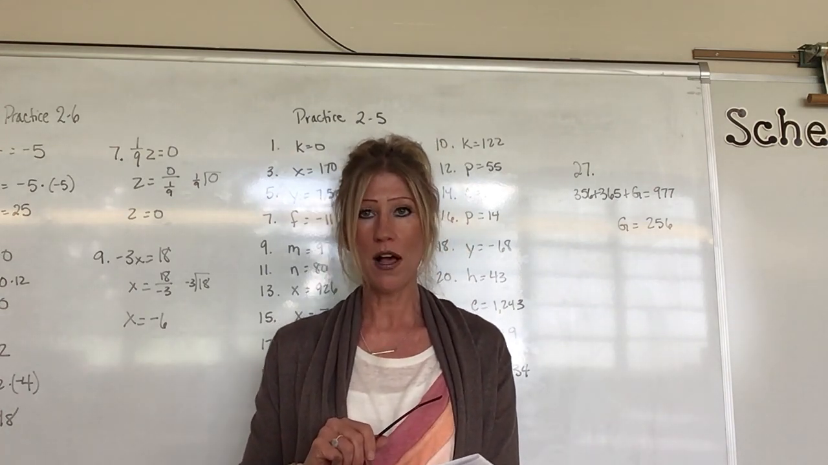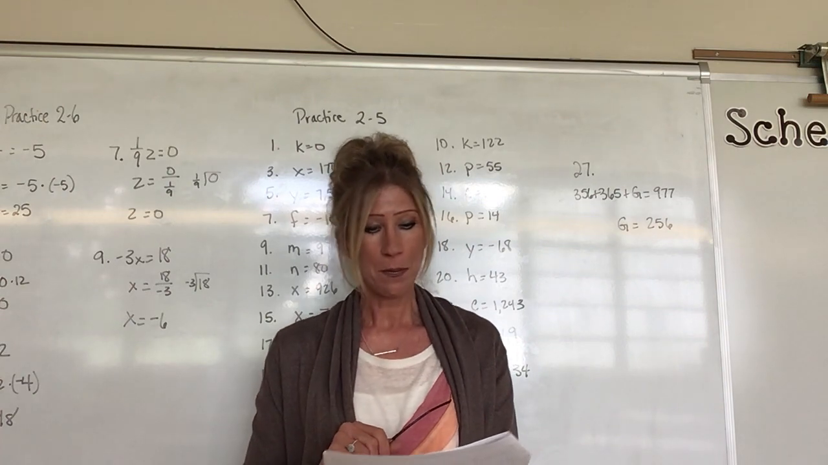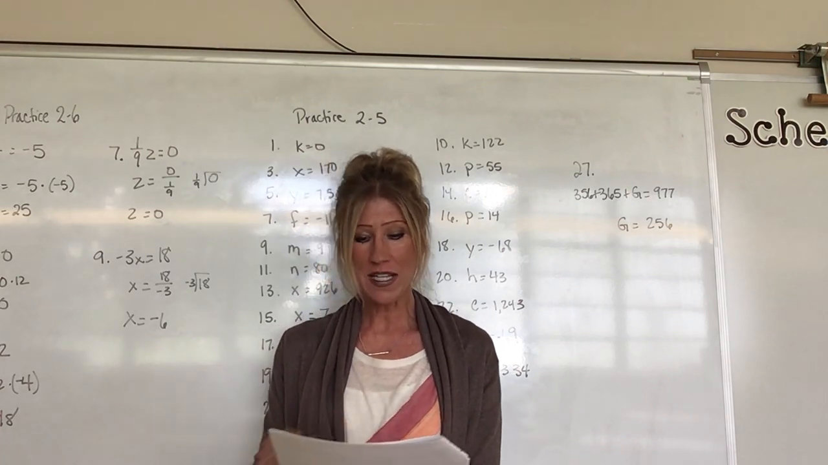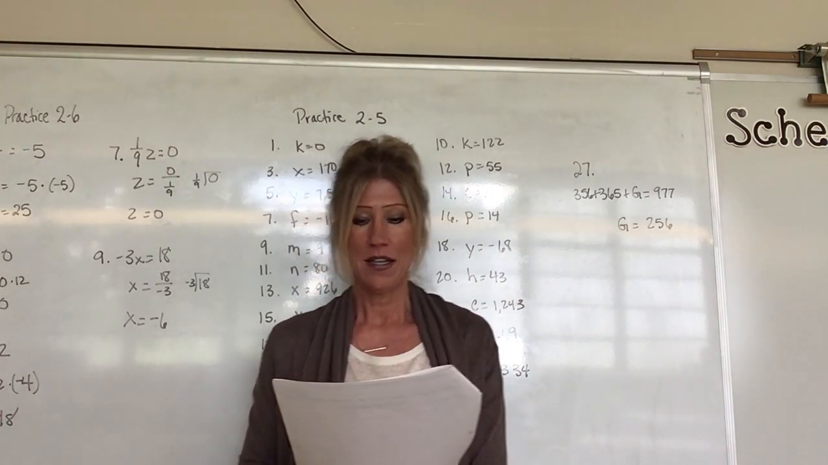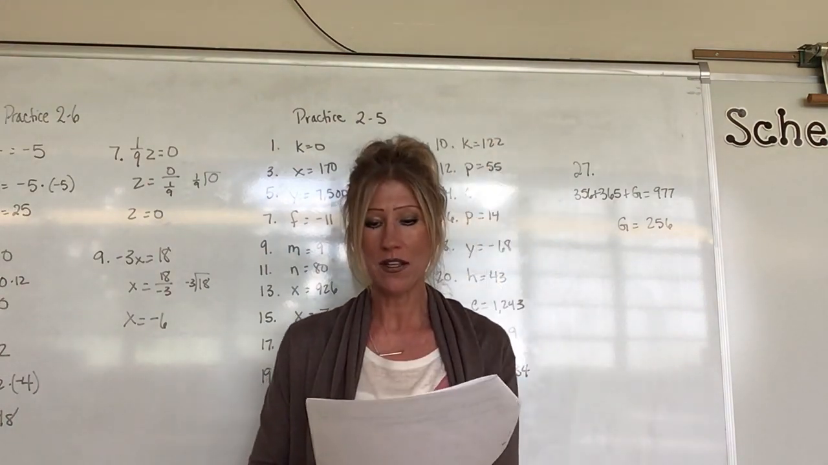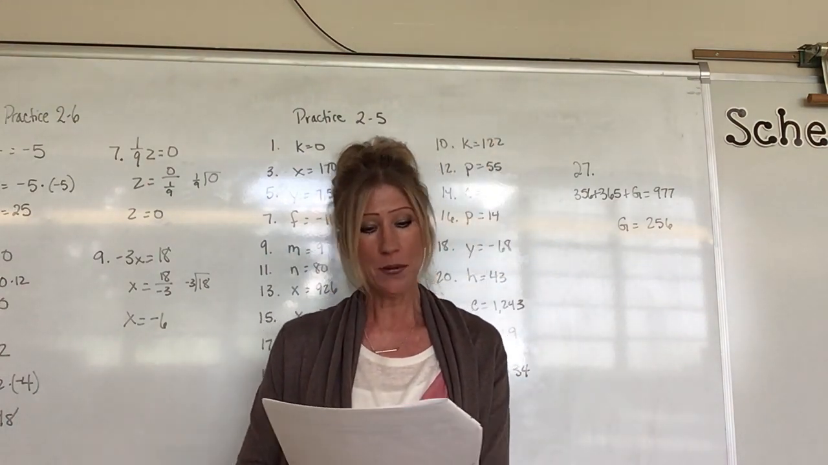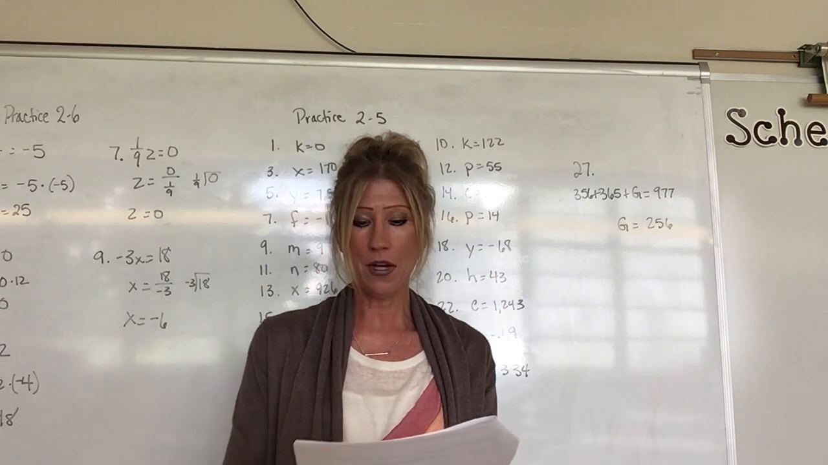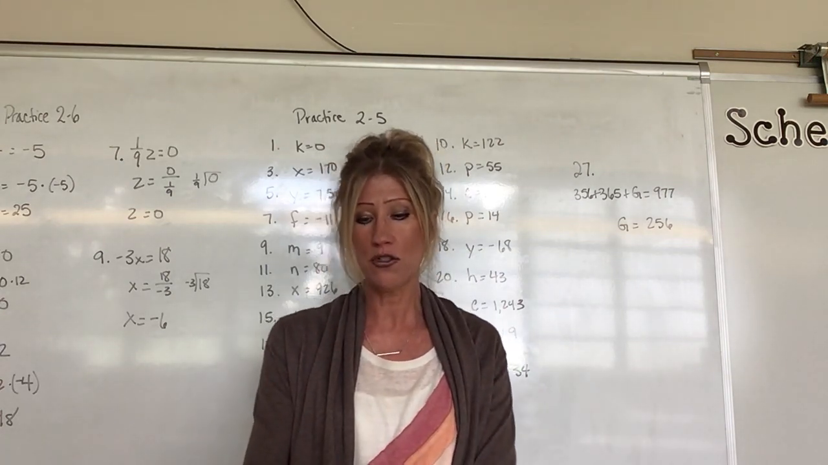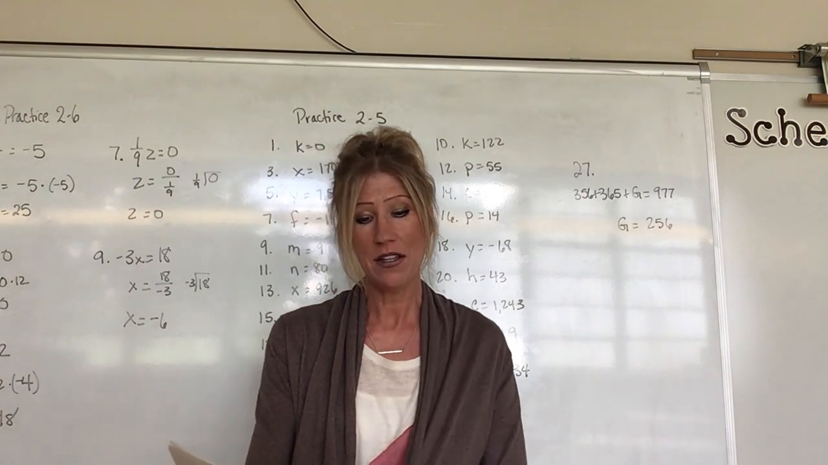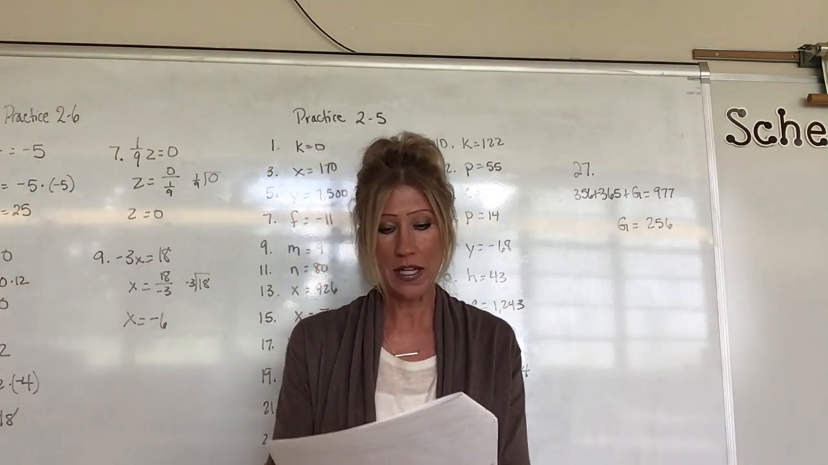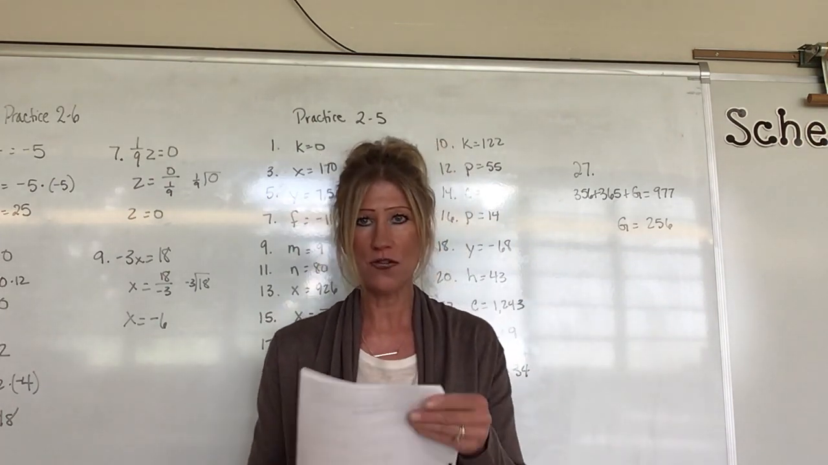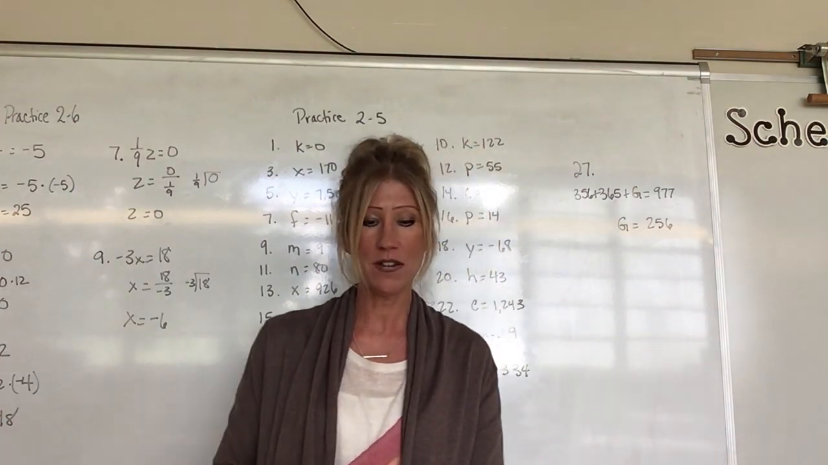Number 11, 7.016. Number 12, 1.2. Number 13, 5.04. Number 14, 1.8. Number 15, 14.07. Number 16, 0.6. Number 17, 0.31. Number 18, 5.024. Number 19, 7.6. And number 20, 15.6. Okay, our last page for this packet, the top says comparing fractions and decimals.